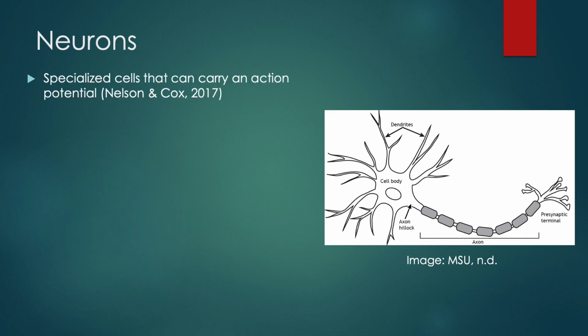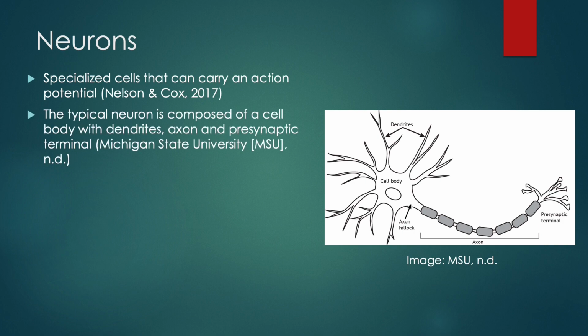Neurons are specialized cells that can carry an action potential. The typical neuron is composed of a cell body. So here's the cell body, and it's also composed, so these are dendrites that are coming off the cell body, an axon, and then down here the presynaptic terminal.